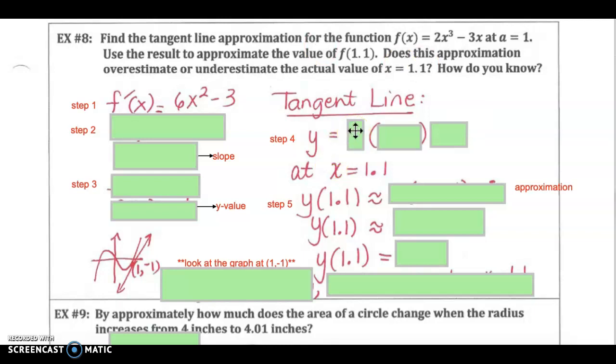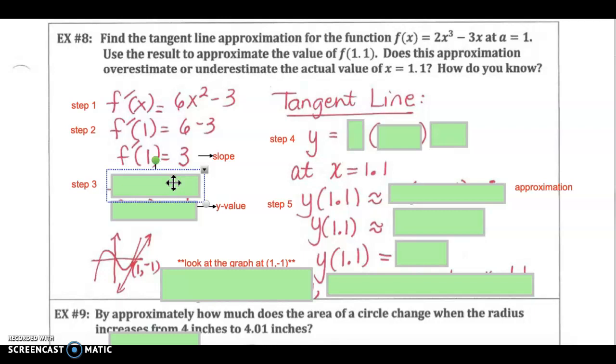All right, so step 2, we're going to plug in our x value, which is 1 right now. So we'll plug in 1, and that's going to give us 3, and so that's our slope. Okay, so we have our x value at 1, our slope is 3, and step 3, we're going to find our y value. So we're plugging in 1 to our original equation. Okay, so when we do f of 1, we get the y value as negative 1.